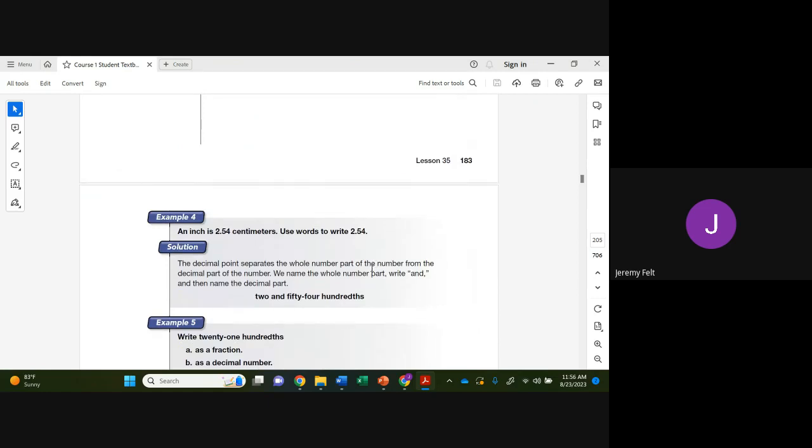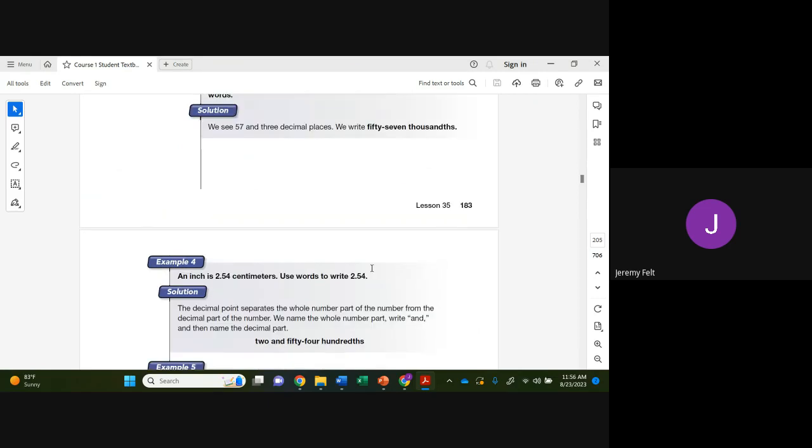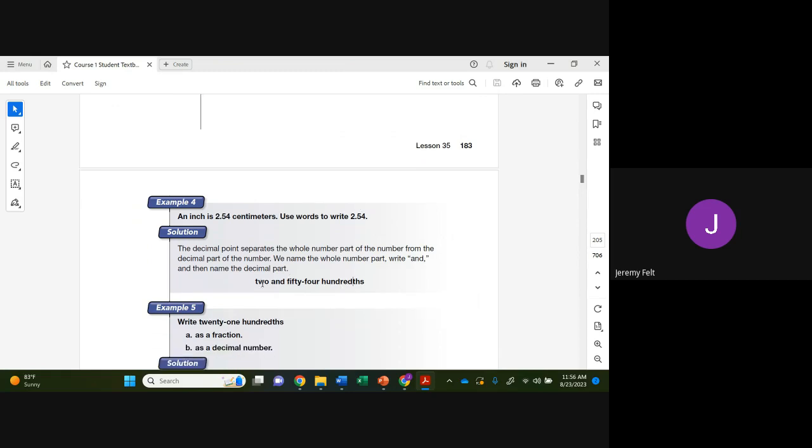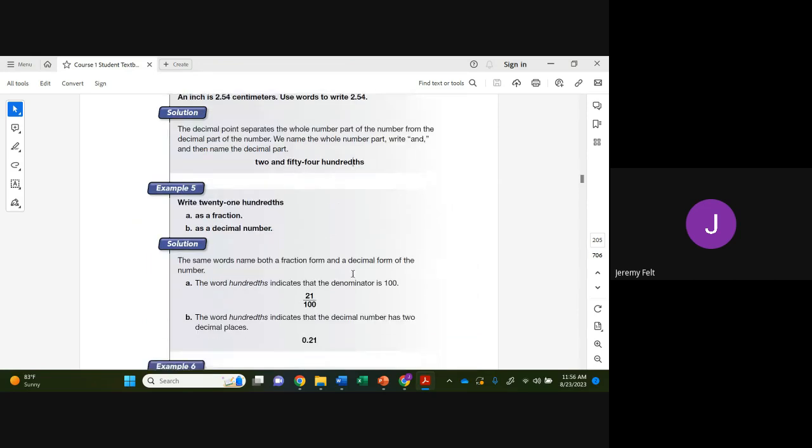For writing these as words, if we have an inch is 2.54 centimeters, use words to write 2.54. So we'd say 2, and, because we have a decimal right here, and then 54 hundredths. So 2 and 54 hundredths right there. And you go ahead and write out your 2 when you're writing it in words. So that tells us if we're reading this, that it's a decimal number, and then it's 54 hundredths.